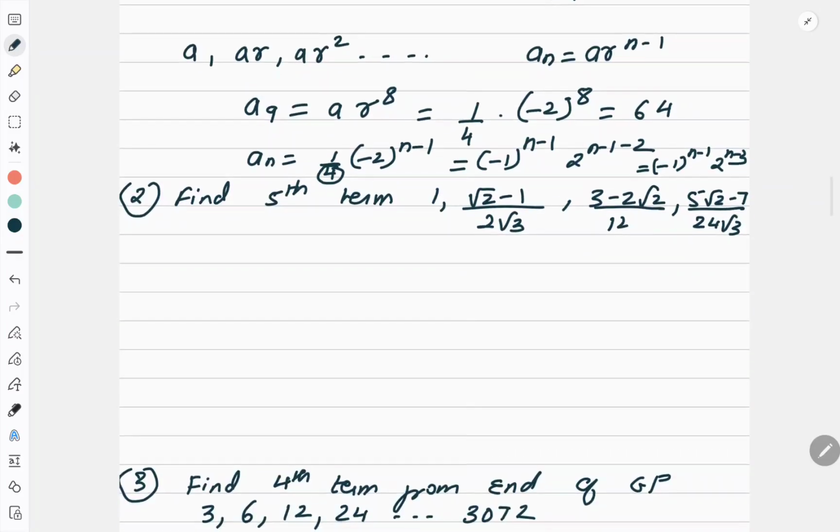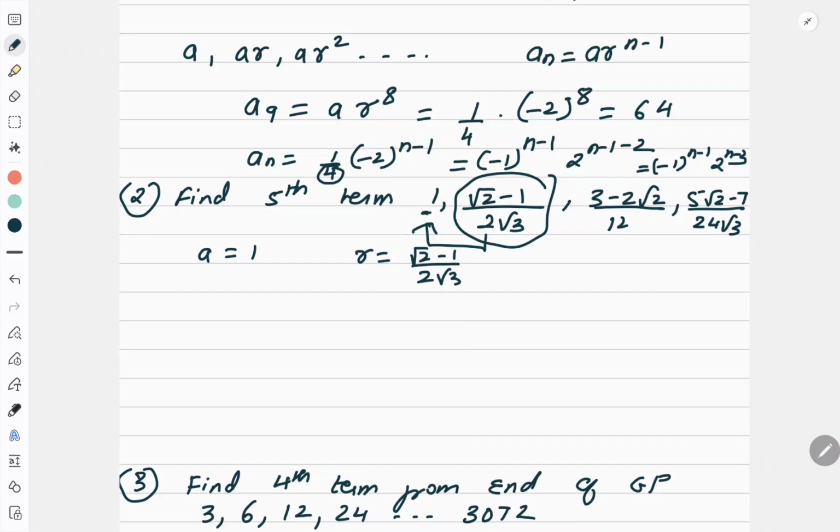Okay, now look at the next question. Find the fifth term of this. Again the same concept. a is equal to 1, and what is the value of r? Definitely when I divide the second term by the first term, which is 1, the second term itself becomes r. So r is root 2 minus 1 upon 2 root 3. Don't get scared when you see such complicated values.